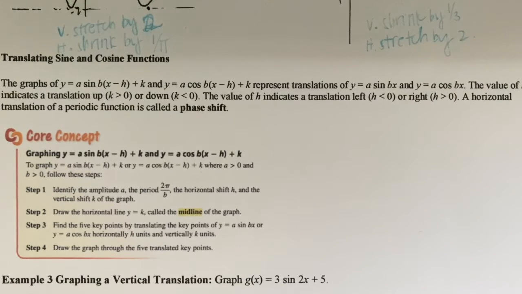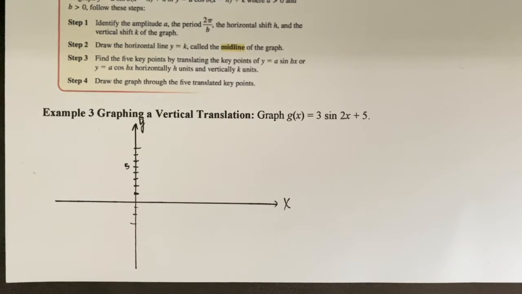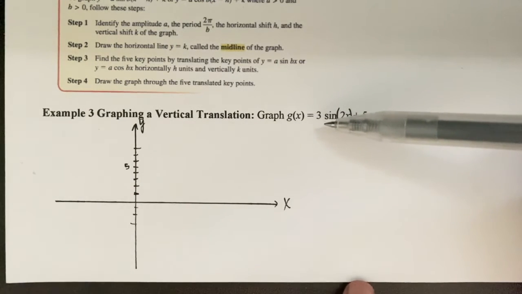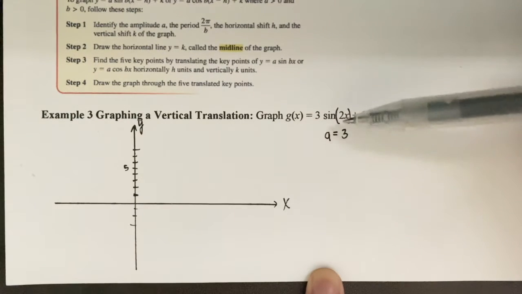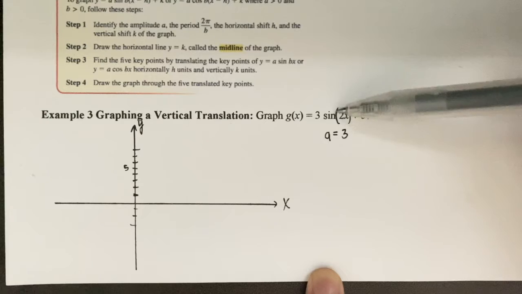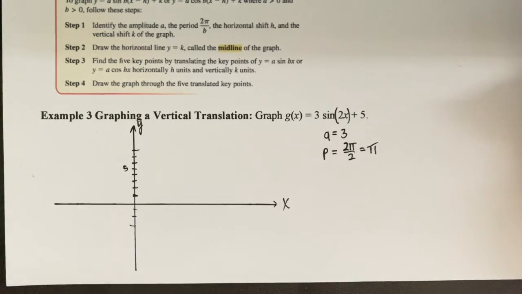So let's start off with graphing a vertical translation. We're going to start off by graphing g of x is equal to 3 sine of 2x plus 5. Let's first start off by identifying the amplitude. The amplitude here is 3. Now we want to find the period, and to find the period, you take the coefficient of your x term and then you divide 2 pi by that number. So I get a period of pi, so we know that our function is going to complete one cycle in a horizontal length of pi.